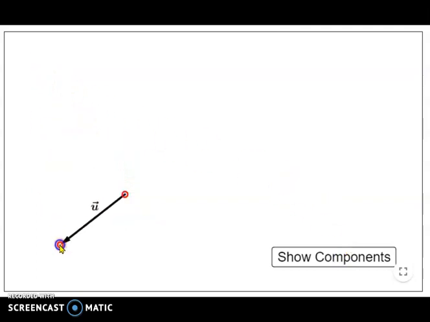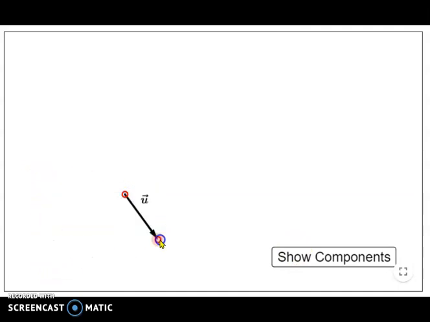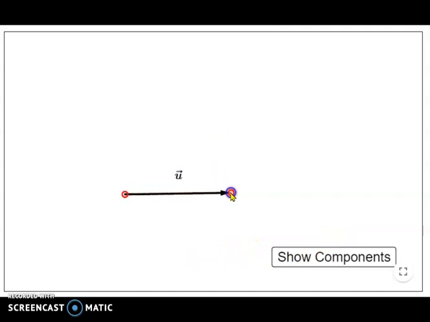Okay, if it is here, the components are this and this vector. Whereas if it is here, these are the x and the y components. So if you have something like this, the x component and the y component are the same.